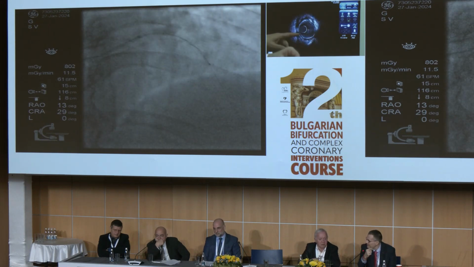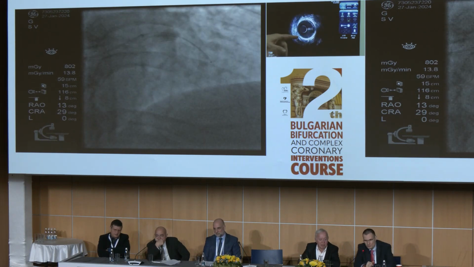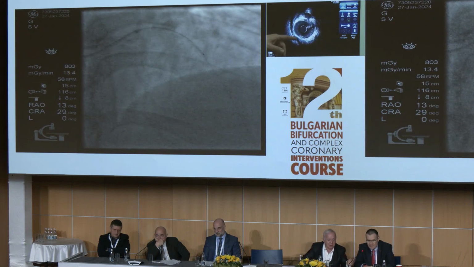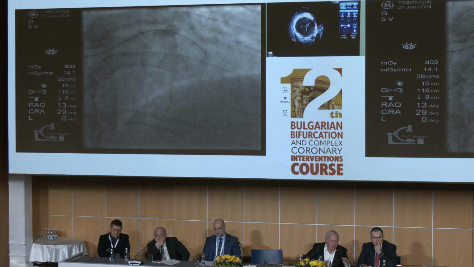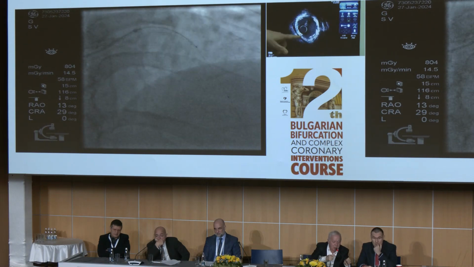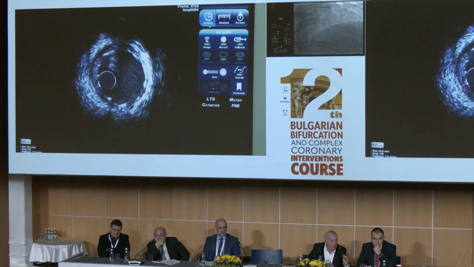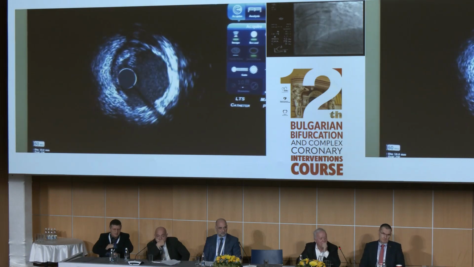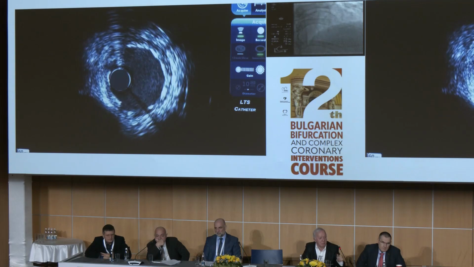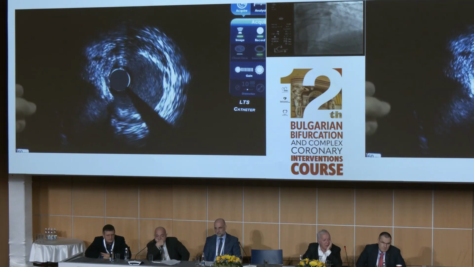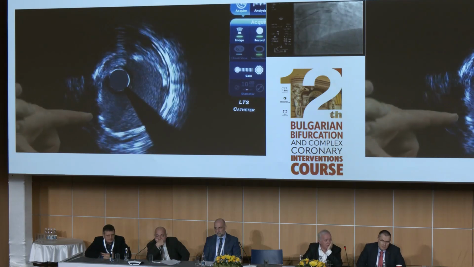If you want, there is a huge muscular bridge there. Yes, a muscle bridge. Now comes a small side branch. Can we have this on full screen? So this is the distal part of the stent. See, no deformation after the poking. And this is our side branch, I guess. Now we could see it.